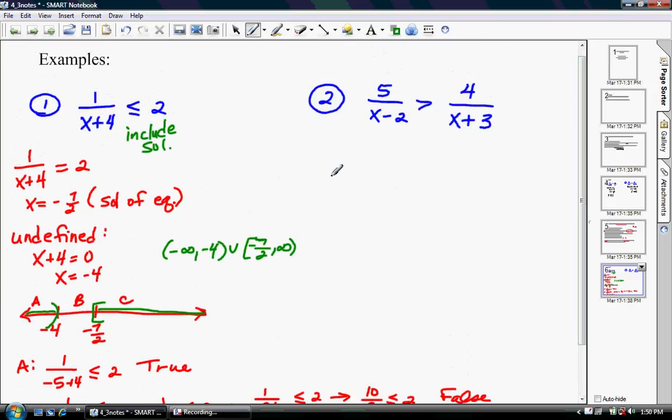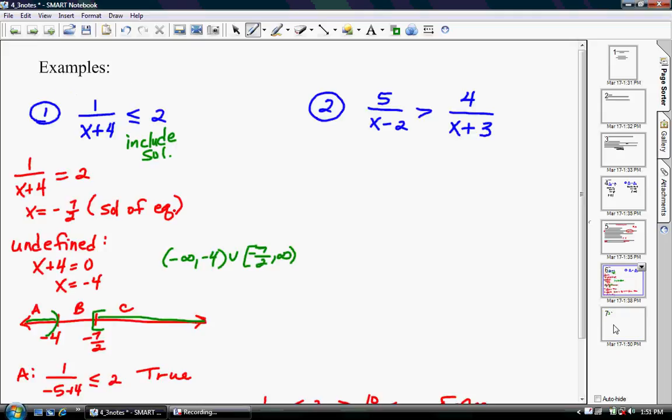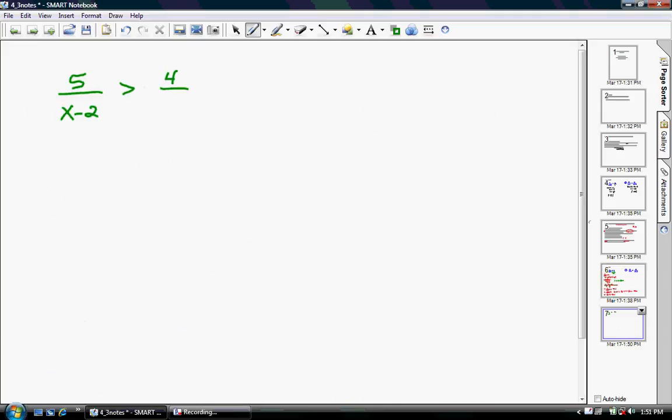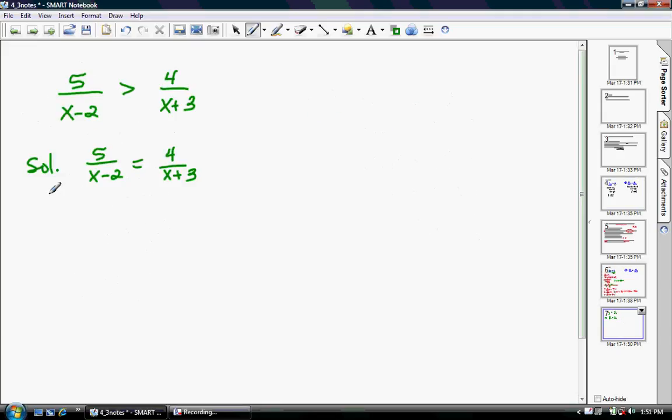Now, this other example that I have listed, I might need to go to the other page to show you, but in fact, let me do that just so I don't get too cluttered. What is that? 5 over x minus 2 greater than 4 over x plus 3. Okay, so the first thing I do is find the solutions of 5 over x minus 2 is equal to 4 over x plus 3. And again, I worked that example up here to find negative 23.